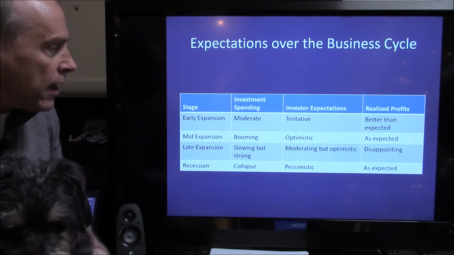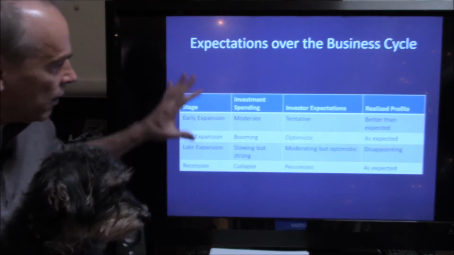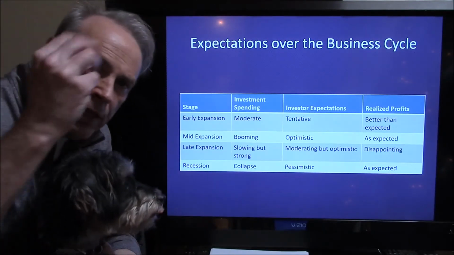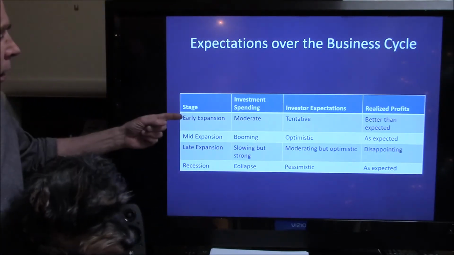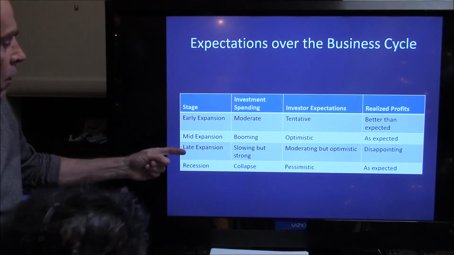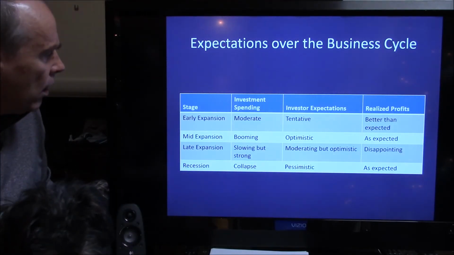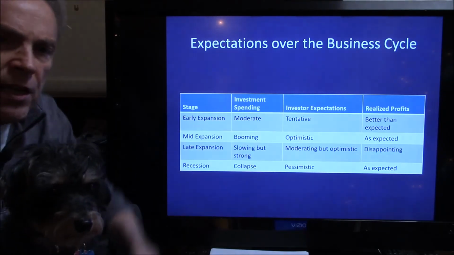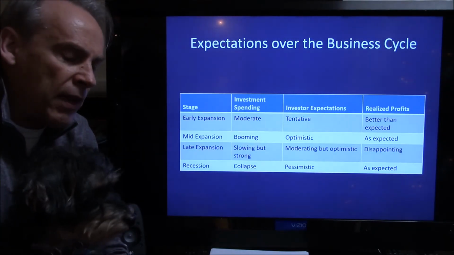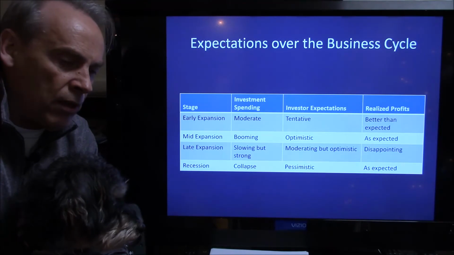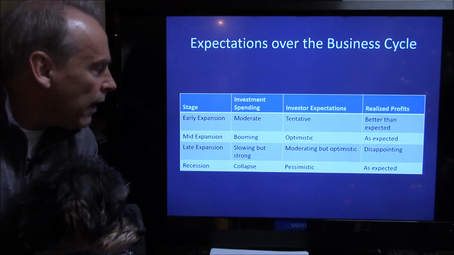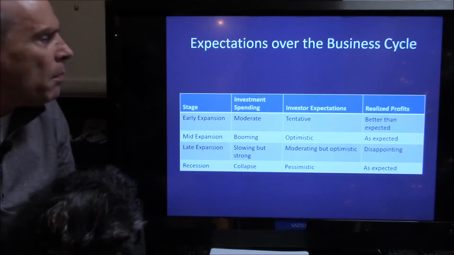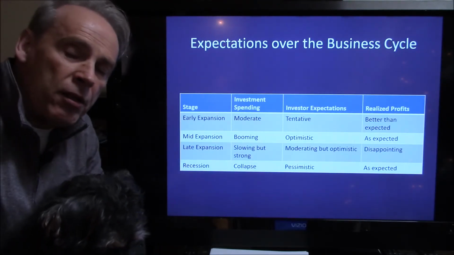Okay, so how does that translate into a business cycle? And here's just a summary to start with. I got the business cycle split into 4 stages: early expansion, mid-expansion, late expansion, and then of course the recession. In early expansion, investors' expectations tend to be kind of tentative. They're just coming out of the recession, so they're still a little nervous. And investment spending is moderate, but profits tend to be better than expected in this period.